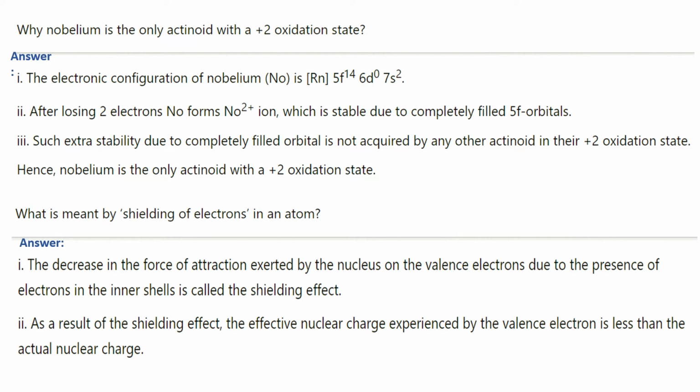Fourth question. What is meant by shielding of electrons in an atom? Answer. The decrease in the force of attraction exerted by the nucleus on valence electrons due to the presence of electrons in the inner shells is called the shielding effect. As a result of the shielding effect, the effective nuclear charge experienced by the valence electron is less than the actual nuclear charge.